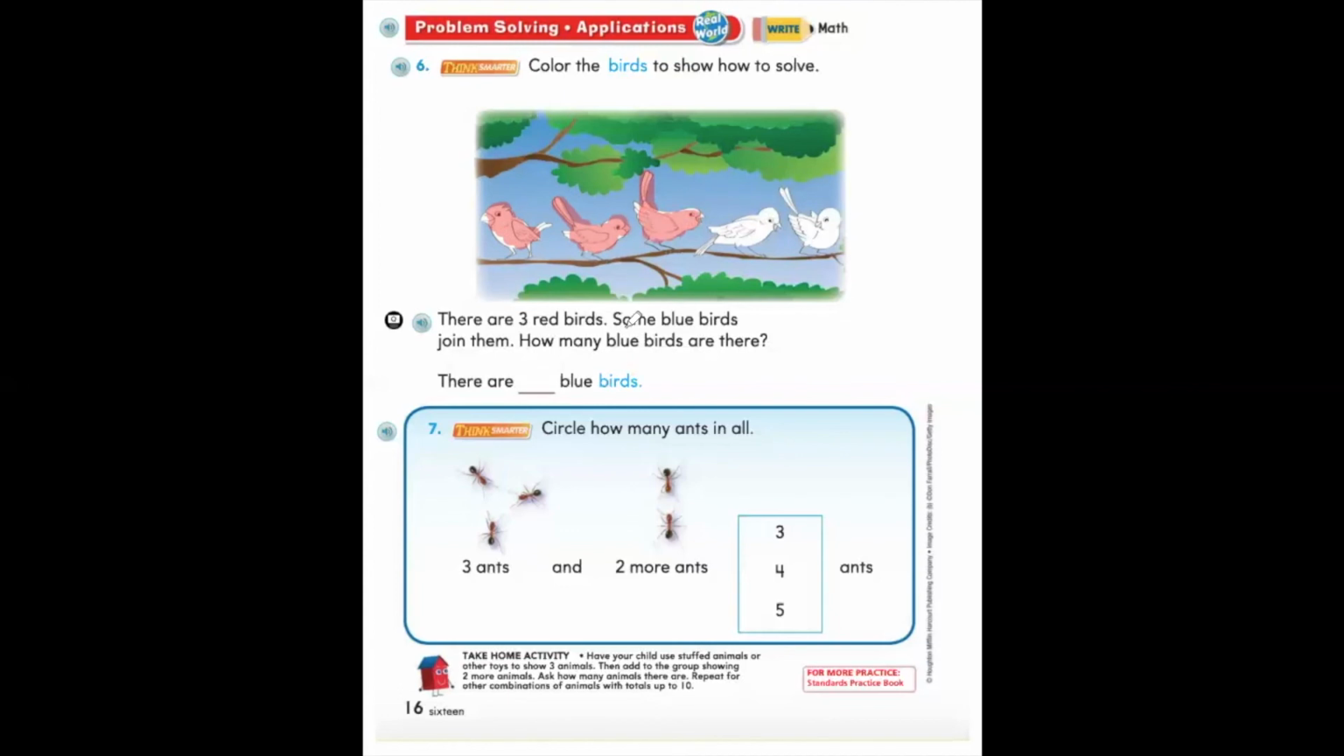Now it tells us that some bluebirds joined them. Well, these are the only ones left in the picture. So these must be the bluebirds that joined them. So grab your coloring tool that has a blue color. So whether it's a blue crayon or a blue colored pencil or blue marker, whatever it is that you're using, grab your blue color. And these are our bluebirds.